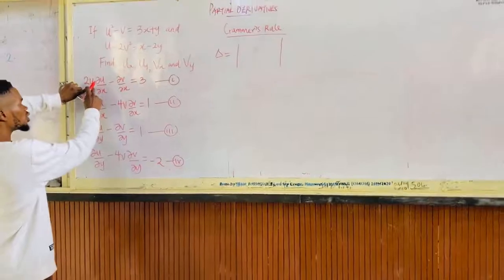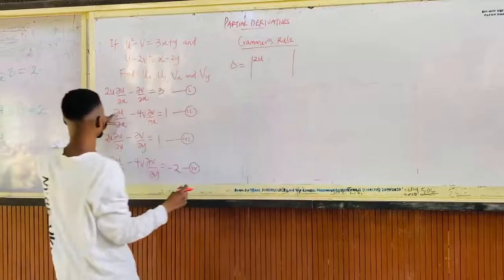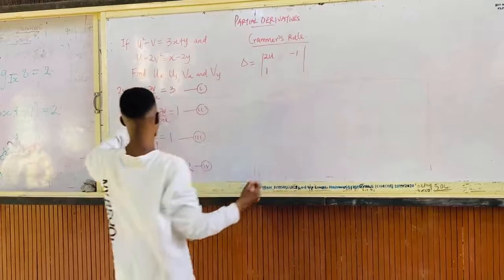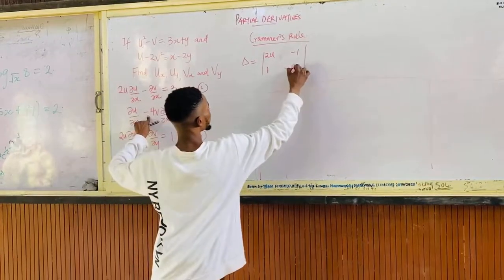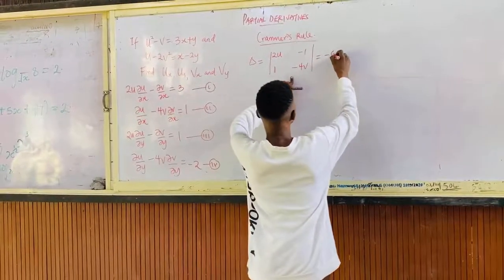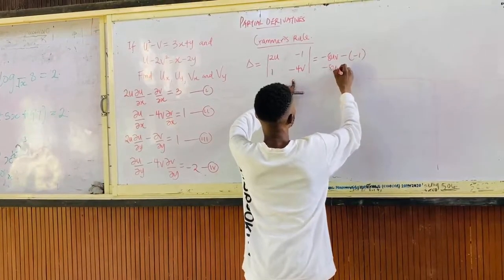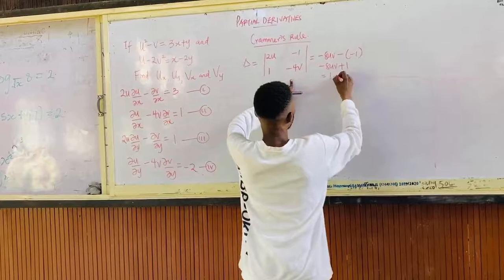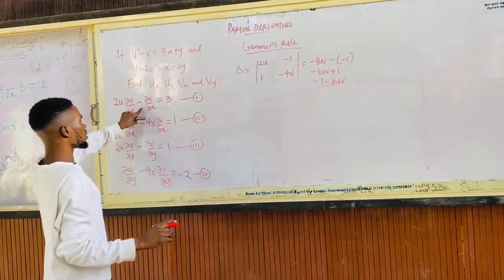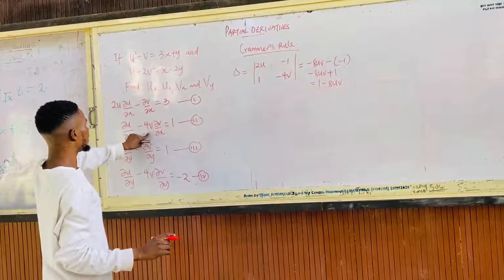So this is 2u. The coefficient of del u del x here is 2u. The coefficient here is 1. The coefficient here is minus 1. And the coefficient here is minus 4v. Then what will be the determinant? That will be minus 8uv minus 1. That's minus 8uv minus 1, which is the same thing as 1 minus 8uv. And don't forget, we are using Cramer's rule. So we can find the del u del x in these two equations, and we can also find the del v del x.